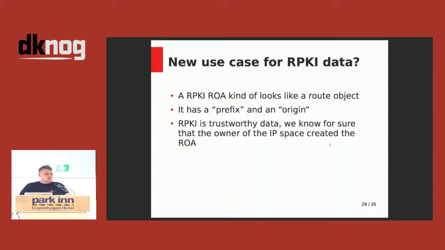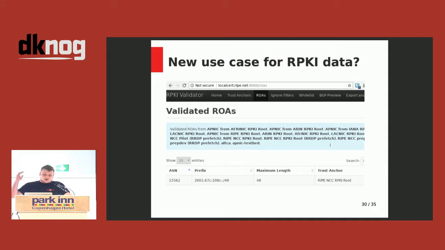Let's talk a little bit about RPKI. We know RPKI as the thing where you can create a ROA. A ROA is sort of a route object, but the meaning of the fields are very different compared to route objects. But it has the characteristics that we are looking for, namely a prefix and an origin AS. And that's the data combination we use in all these processes. We also know with the RPKI that only the owner of a prefix can create these ROAs. So it's very trustworthy data compared to IRR. I created a ROA for my IPv6 block.